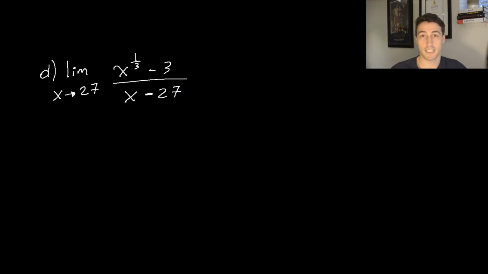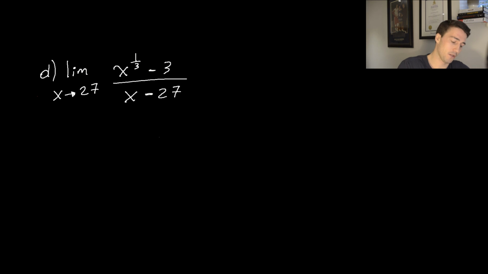So now for part D, we have a method where we're going to use indirect substitution or change of variable kind of limit evaluation. Again, if I plug in x is equal to 27, that's going to be 27 minus 27. So that's going to be 0. So we can't do that.